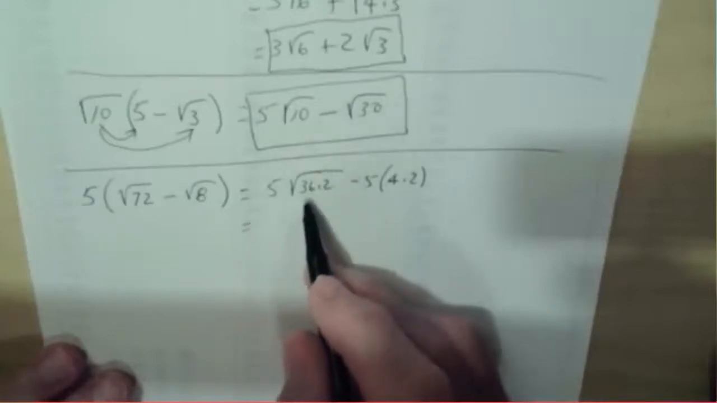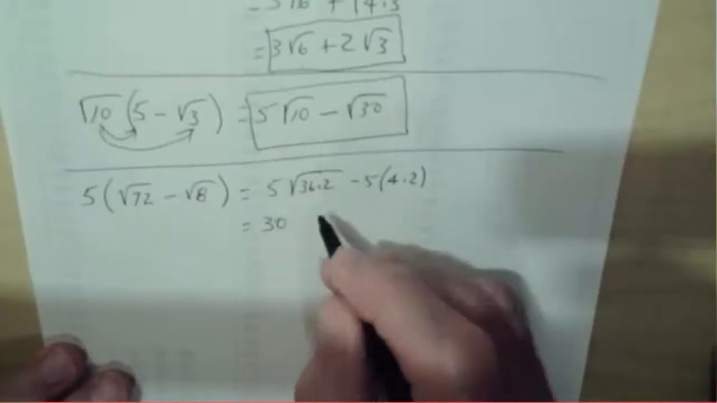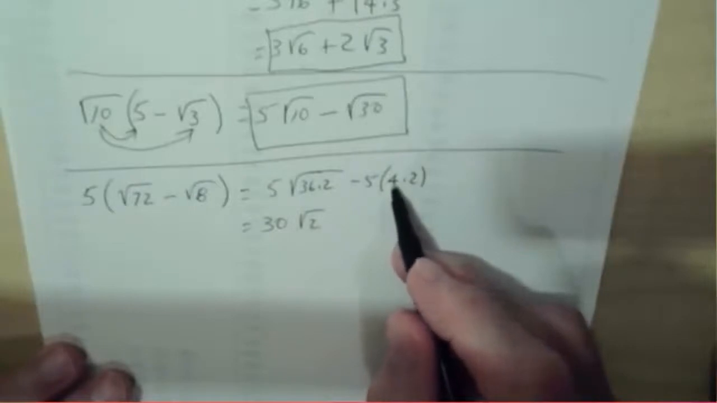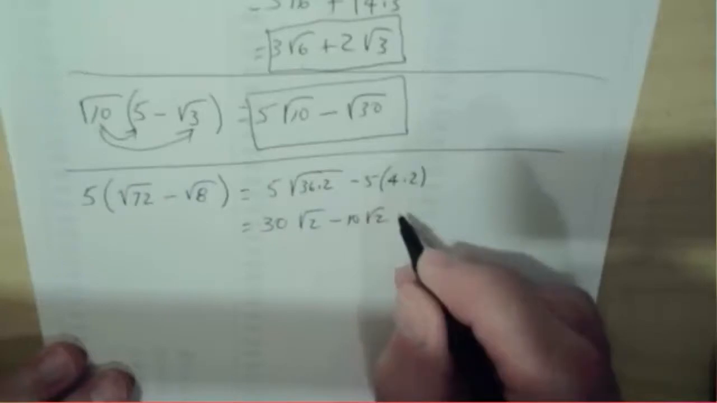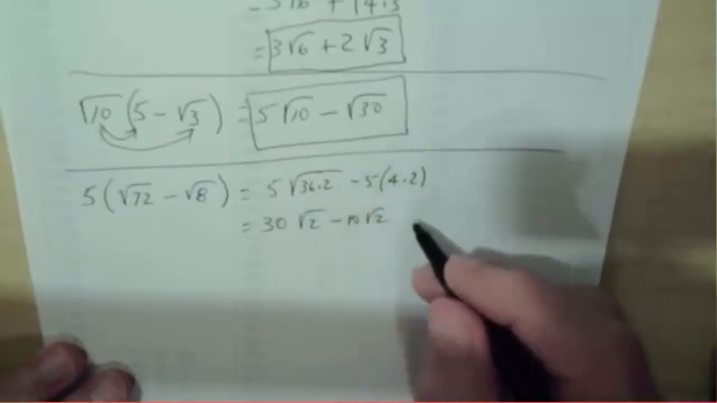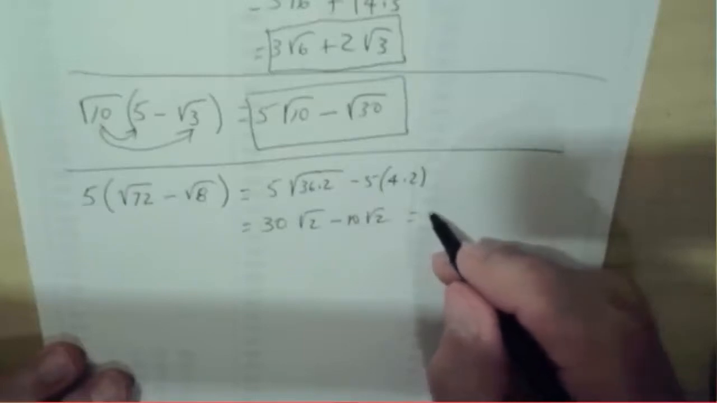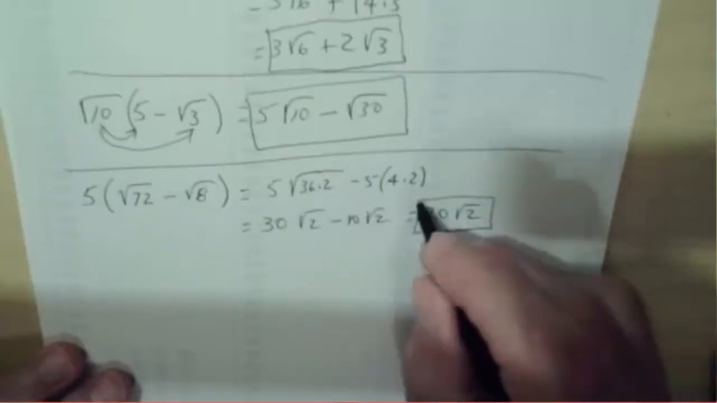Square root of 36 is 6. 6 times 5 is 30, square root 2. Square root of 4 is 2. 2 times negative 5 is negative 10, square root 2. Are these like terms? Yes. 30 minus 10 is 20, I think. 20, square root 2. Anything else we can do? No.